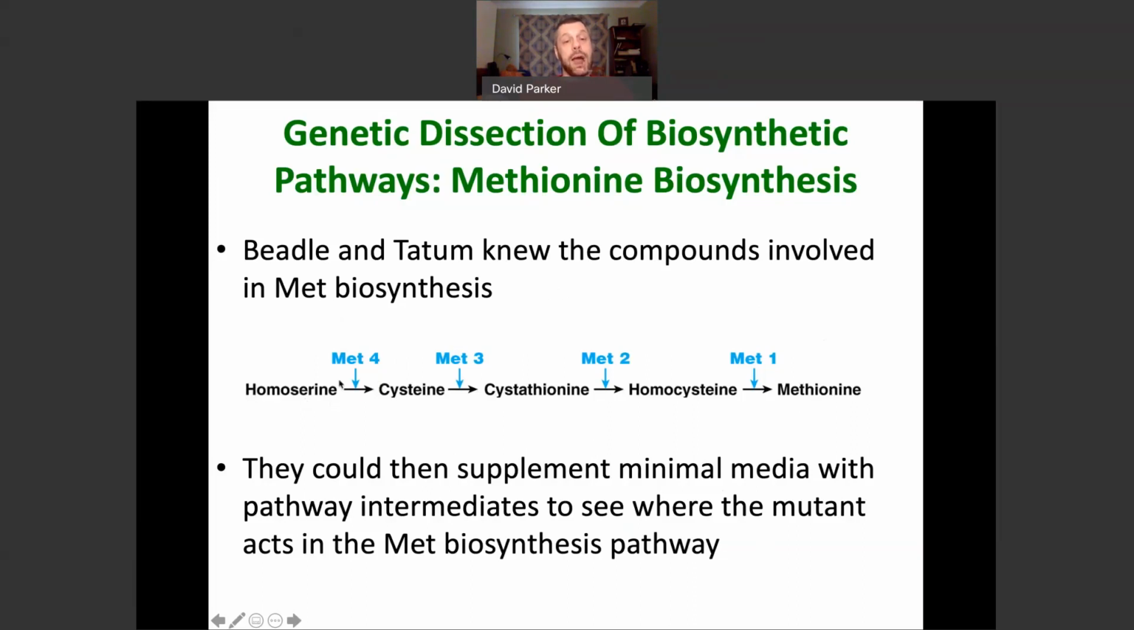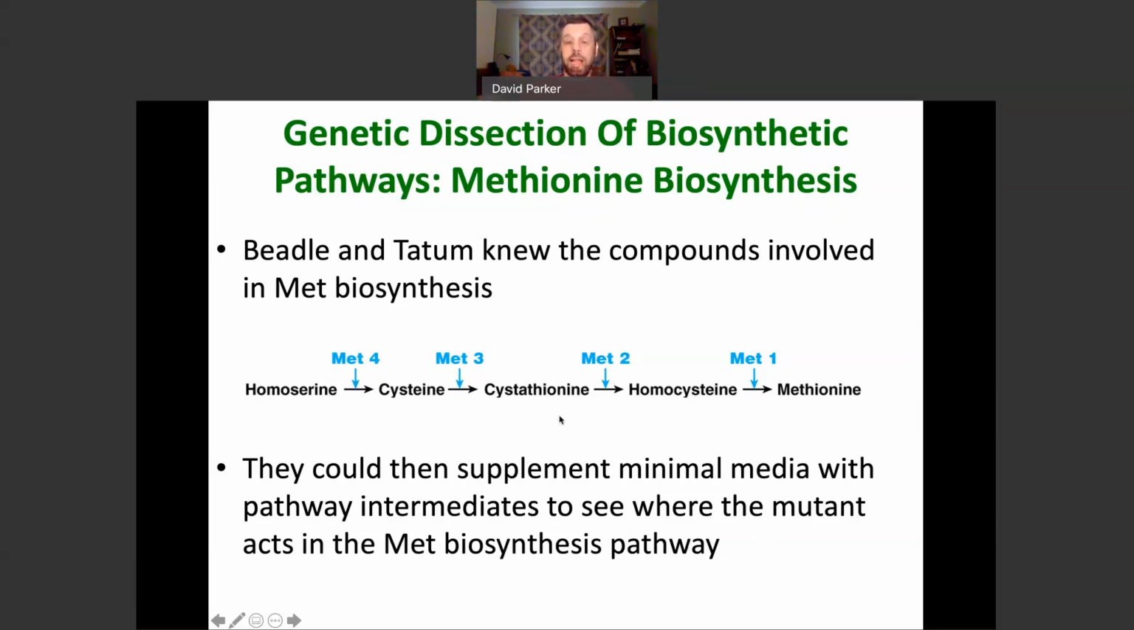There is an enzyme MET4, which again, there's a gene that makes this protein. MET4 is required to catalyze the conversion of homoserine into cysteine. If we make cysteine, MET3 is another gene different from MET4. MET3 makes an enzyme that converts cysteine to cystathionine. MET2 is an enzyme that converts cystathionine to homocysteine. And finally, MET1 is an enzyme that converts homocysteine to methionine.